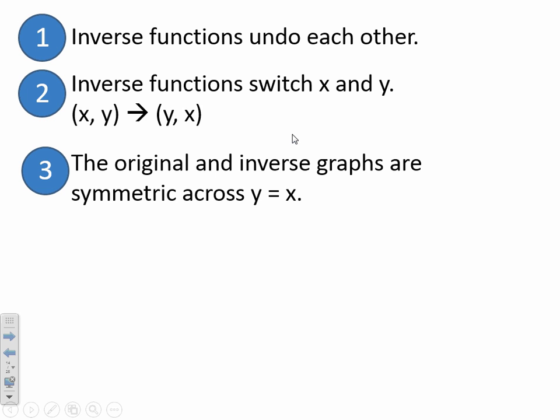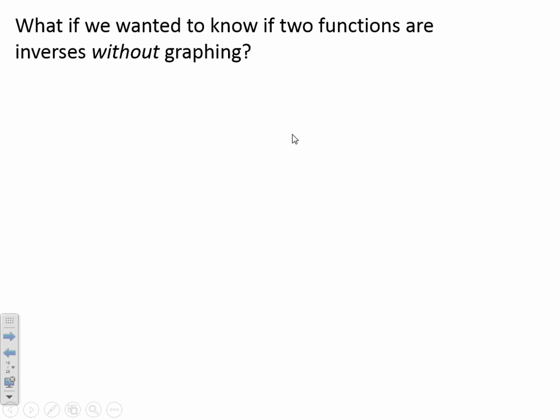Or inverses at all, not even just functions, because some inverses aren't functions. Remember, some inverses aren't functions. You can still find an inverse even if it ends up not being a function. All right, what if we wanted to know if two functions are inverses without graphing?